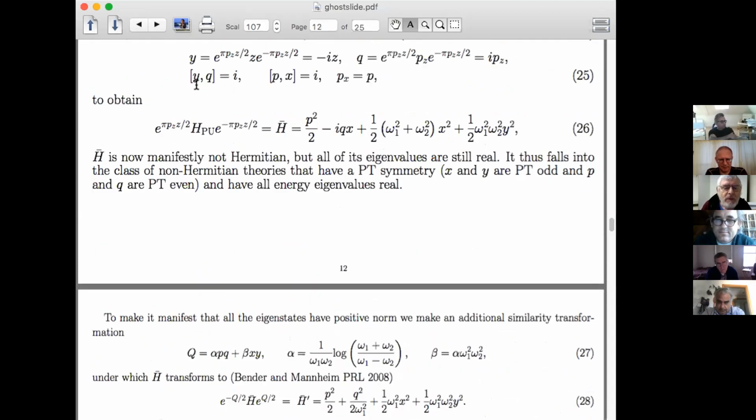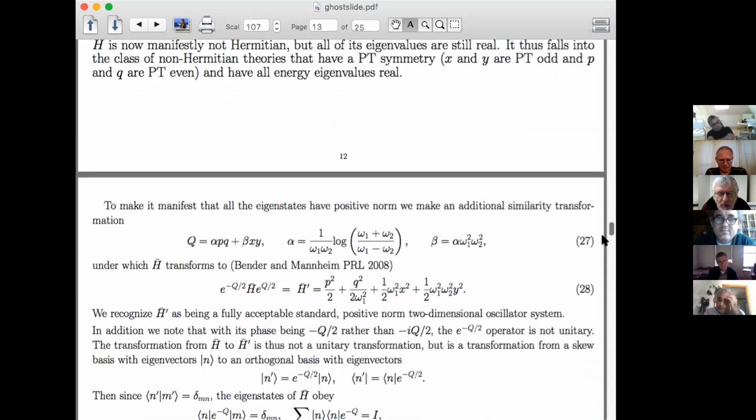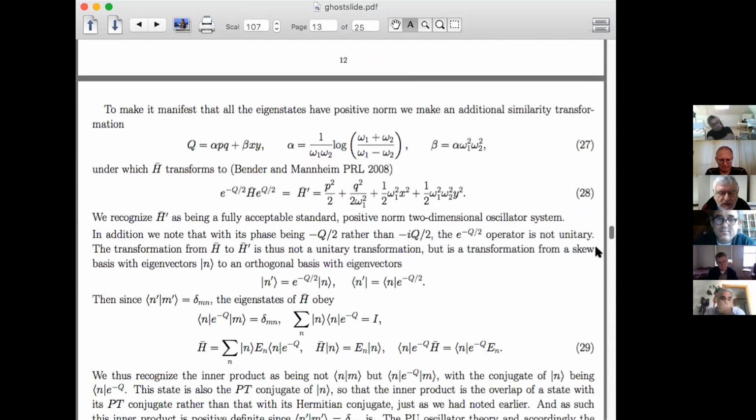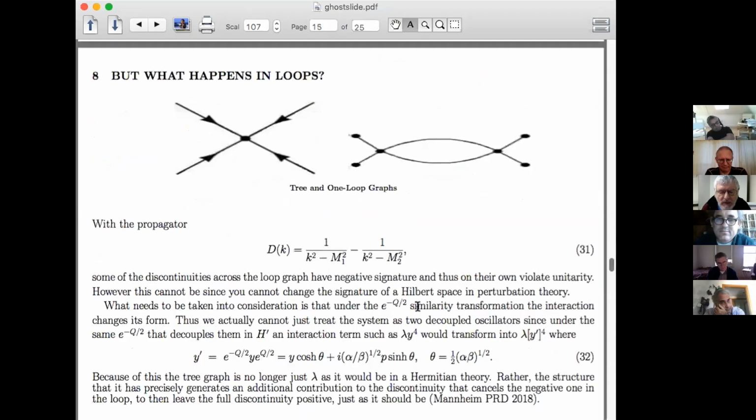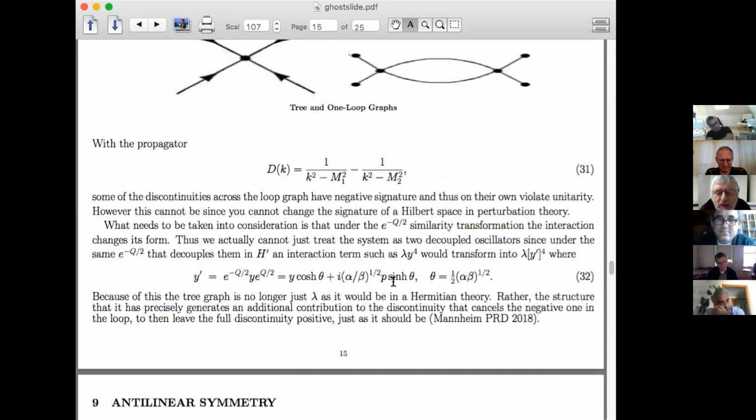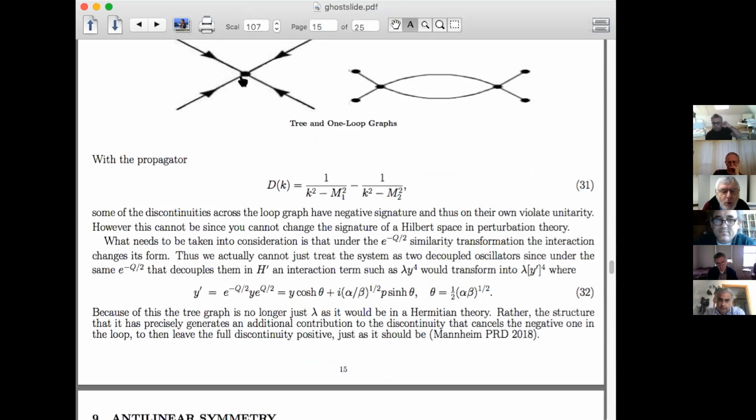Yes, the y is not a canonical conjugate to p. Y goes with q and p goes with x. And so when I make this e to the minus q over 2 transformation, I mix the two different oscillator sectors, and therefore I mix the vacua. But now that I've got this term, we see that it has a structure which is very different than a normal lambda y to the 4 would have.